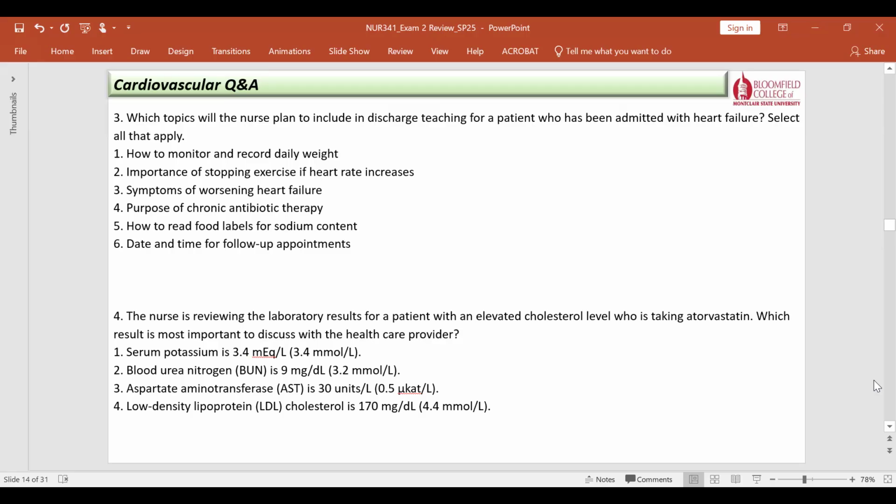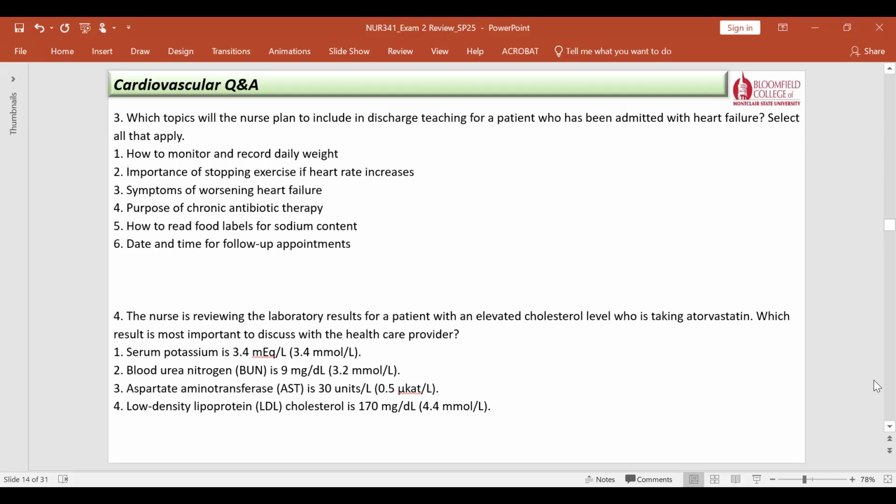Importance of stopping. Symptoms of worsening heart failure. Okay, so sodium, how to read food labels for sodium content. That's important too, right? Number 5. And appointments too, right? To follow up with appointments.